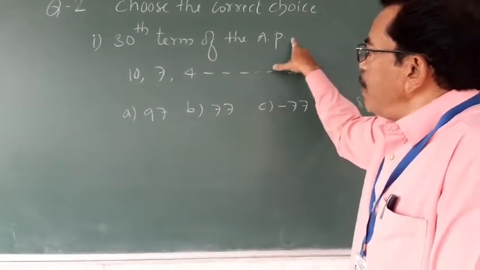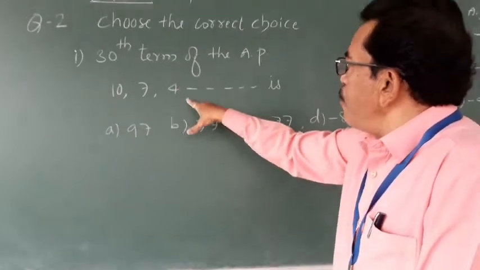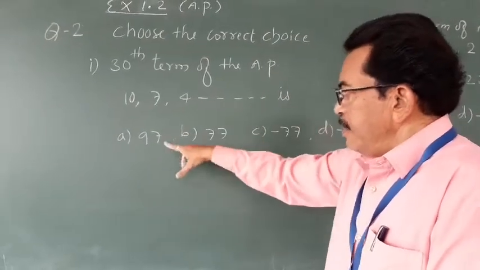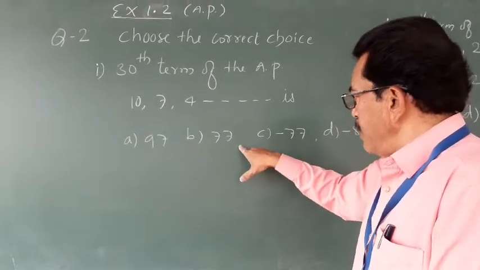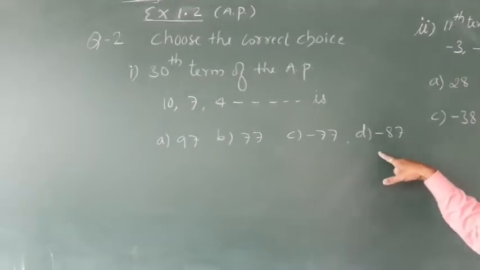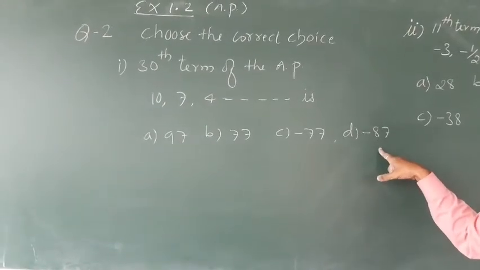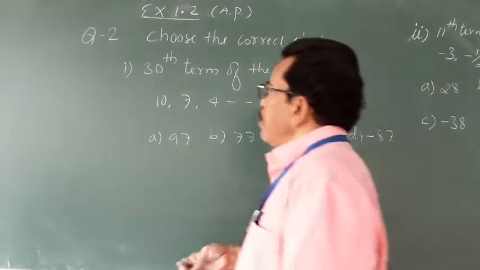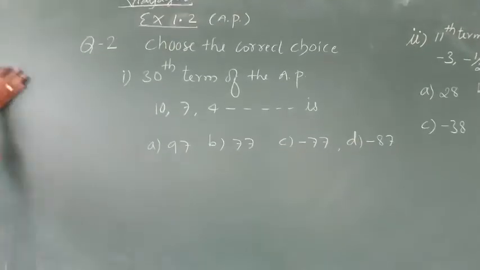The 30th term of the AP 10, 7, 4 is, whether it is 97 or 77 or minus 77 or minus 87. Okay, let us check which one is the correct answer.